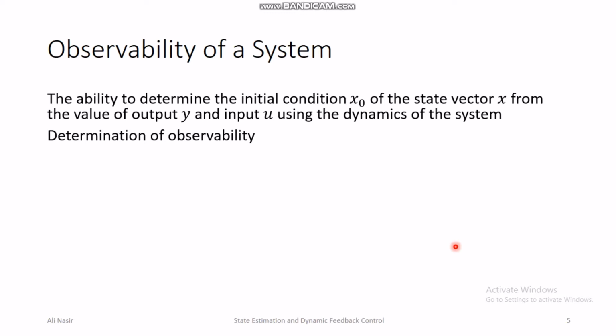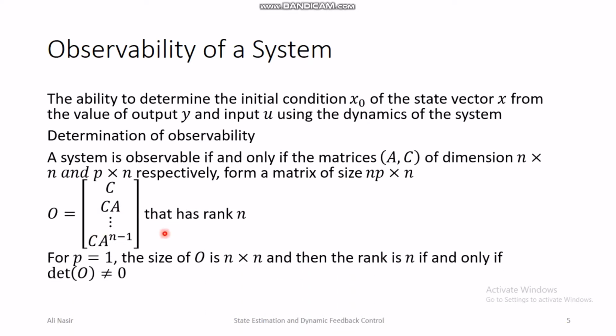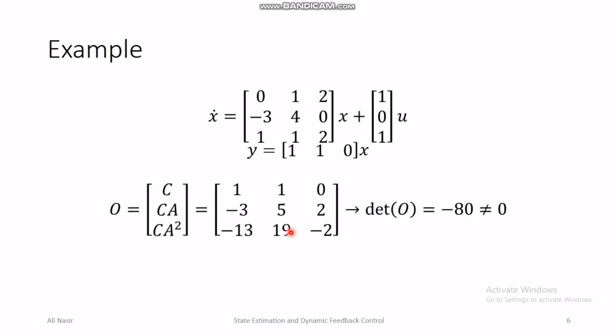So the ability to determine the initial condition of the state vector from the value of output, input, and the dynamics of the system is called observability. And then we determine observability using the rank calculation of an observability matrix. So we are calculating a physical property of the system using a mathematical calculation. Then we looked at examples of how to determine the observability. It is really simple, especially for the single output systems where you have only one sensor.